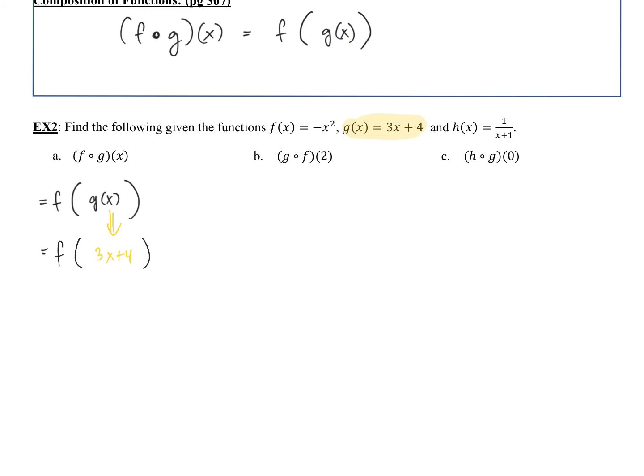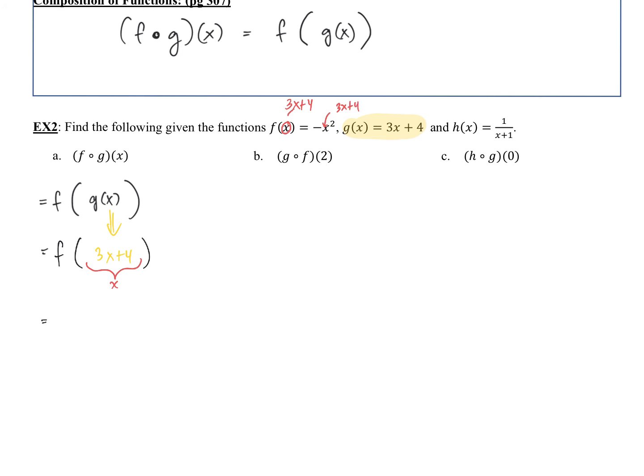So now what am I doing? Well, I want to input 3x plus 4 into f. So wherever x is, I'm going to replace it with 3x plus 4, because that is my new x value. Kind of odd, it's kind of big, but we can do it. So we're going to go ahead and replace that x value with 3x plus 4.